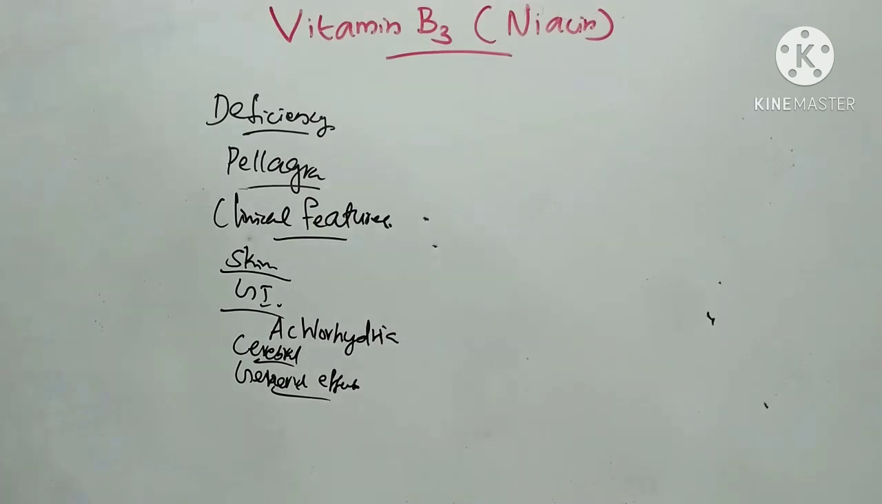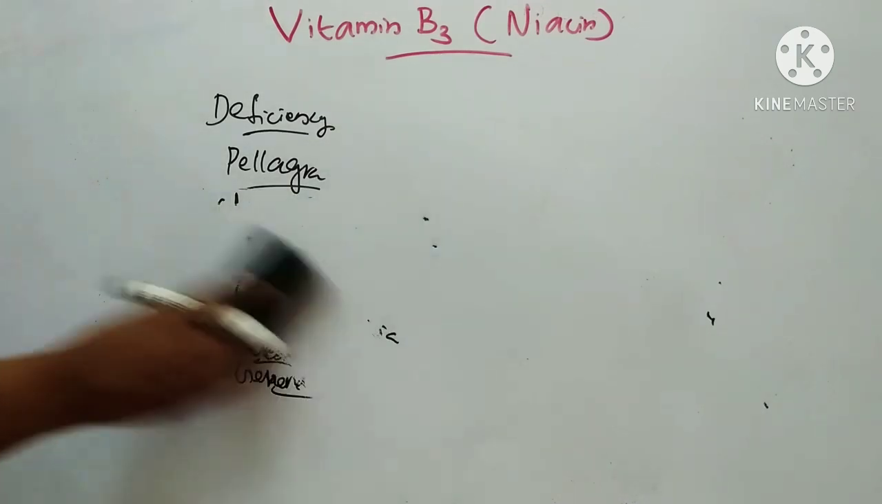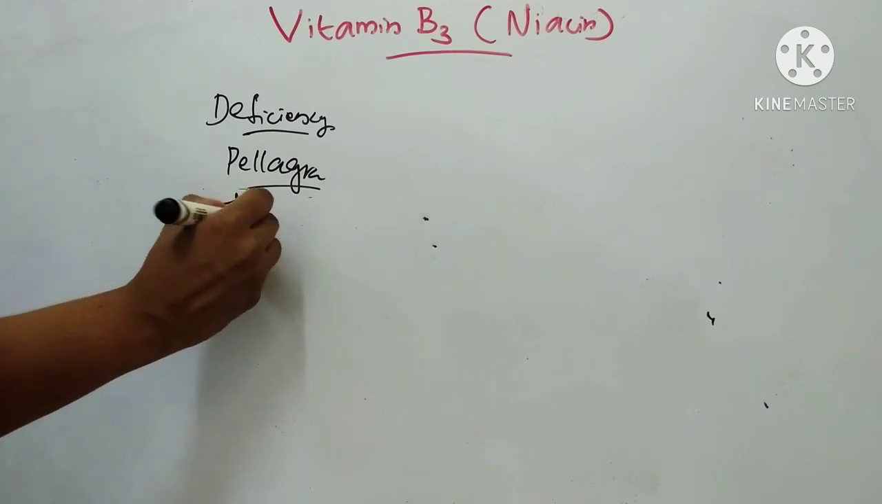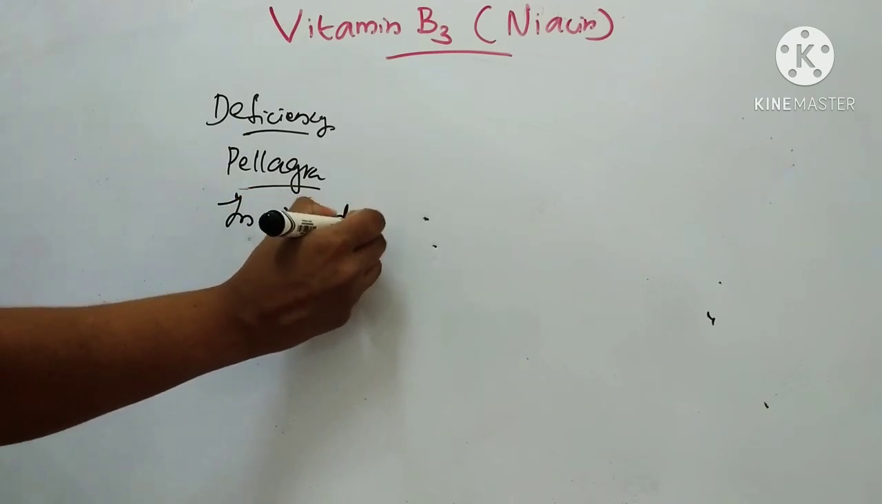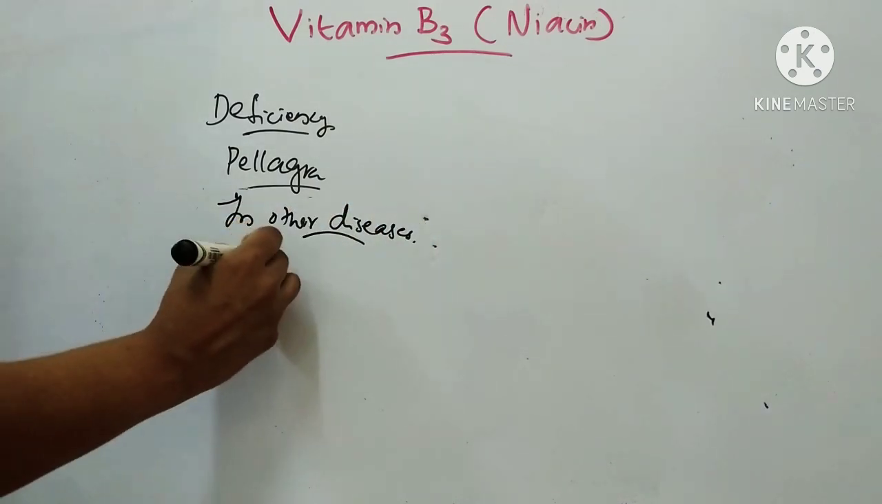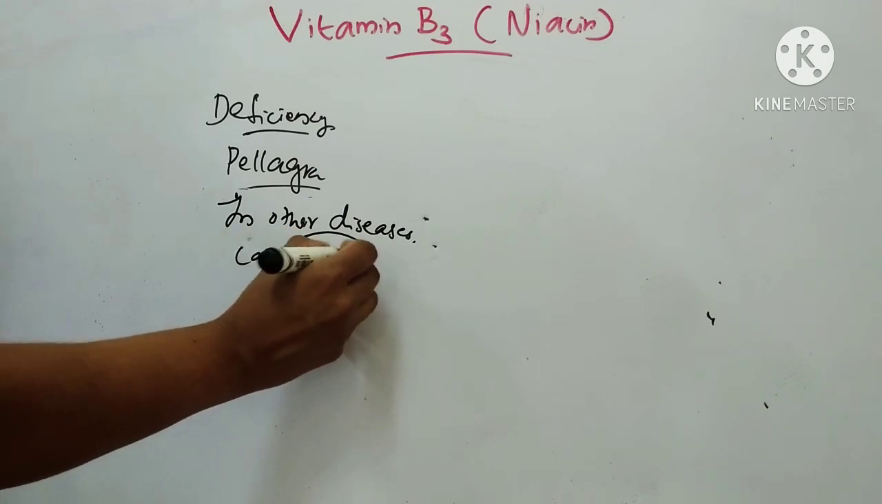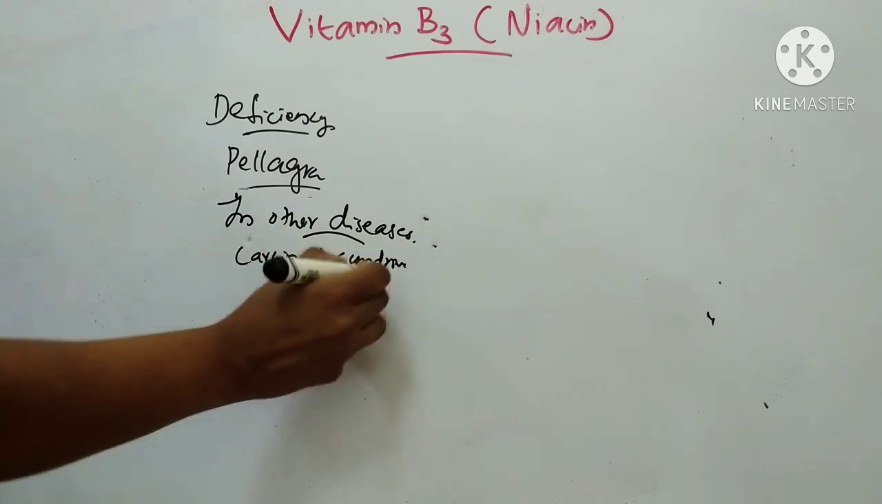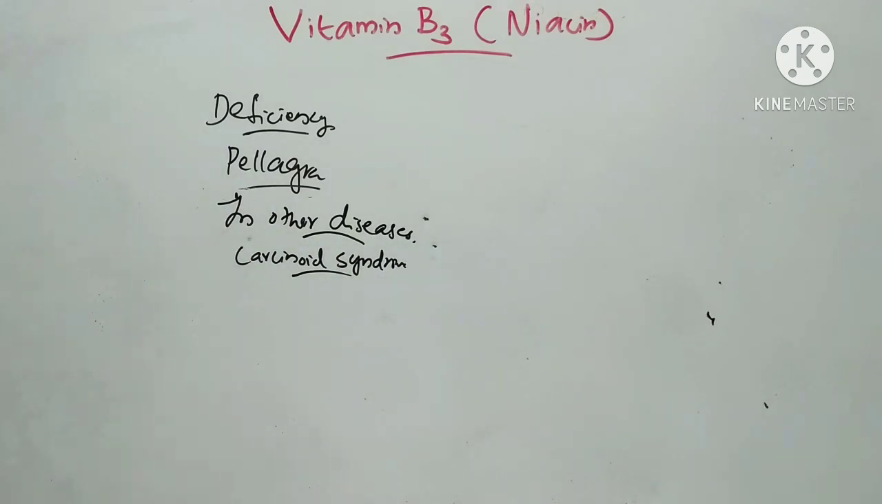Next we will see the association of pellagra with other diseases. First one is carcinoid syndrome. Pellagra can occur in carcinoid syndrome. There is overproduction of 5-hydroxytryptamine, which may use more than 60% of the tryptophan, producing a deficiency of niacin synthesis. That is in carcinoid syndrome.